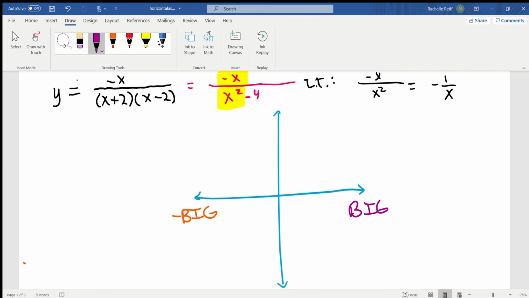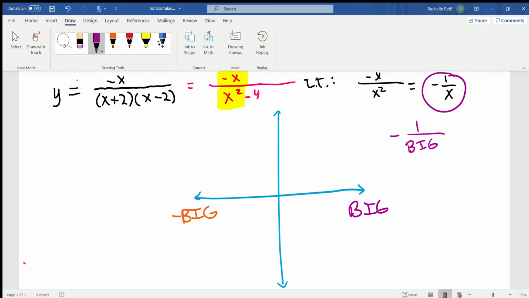So let's say we're plugging in here. I have negative 1, and instead of x, I'm plugging in a super, super big number. I'm just going to write big, okay? Now, what happens if we have 1 divided by a really, really big number? It's basically 0, right?